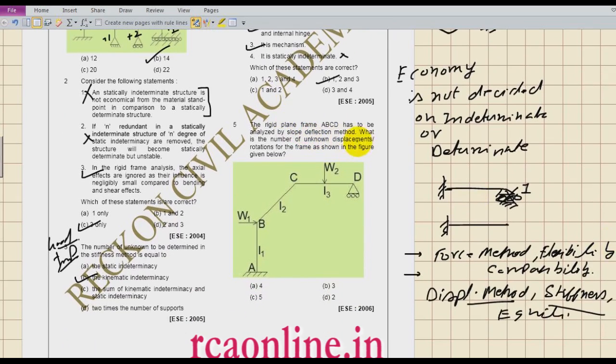Now, a frame is given, analyzed by slope deflection method. What is it asking? The number of unknowns. So how many unknowns do I have? 3, 3 and 2. So how many did I get?